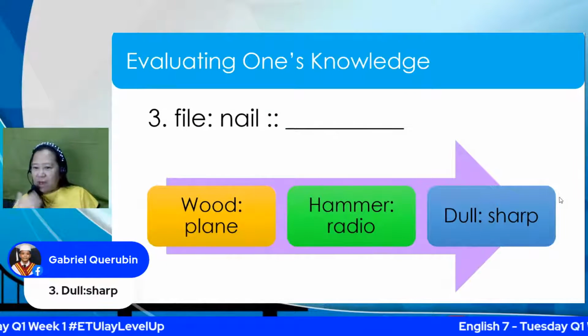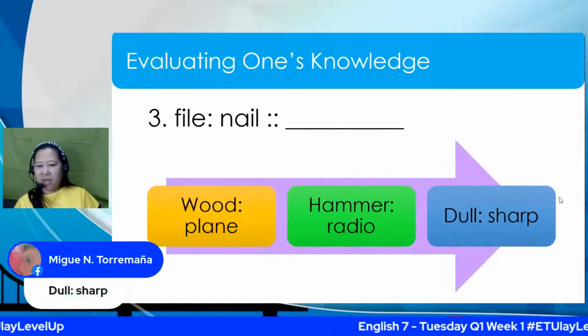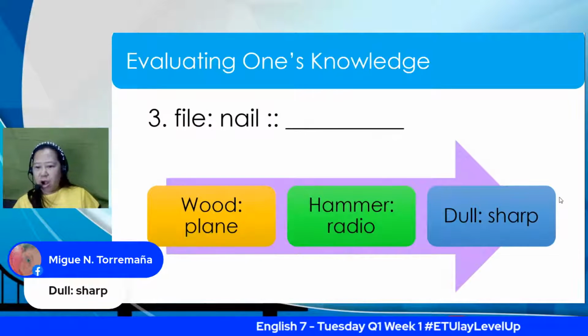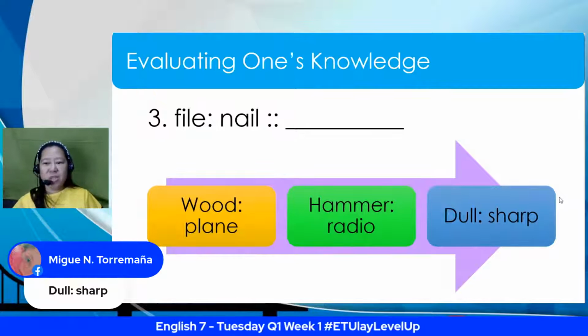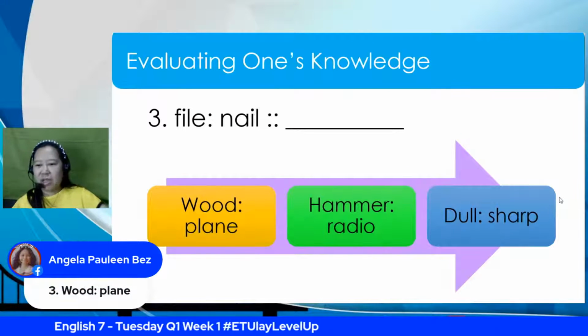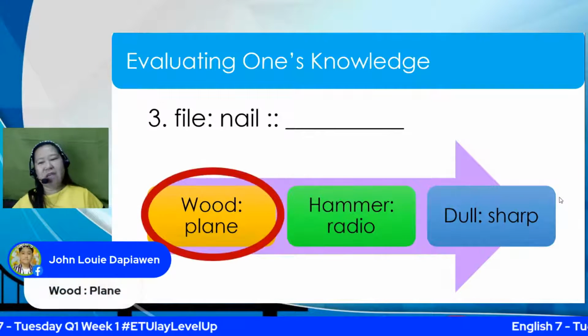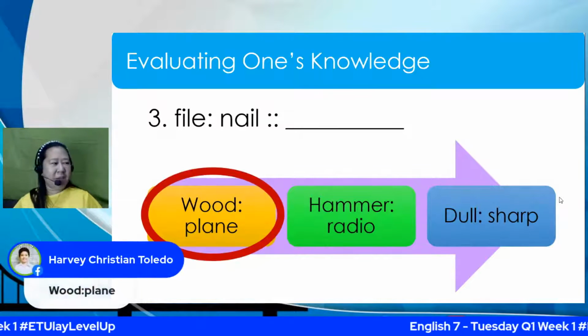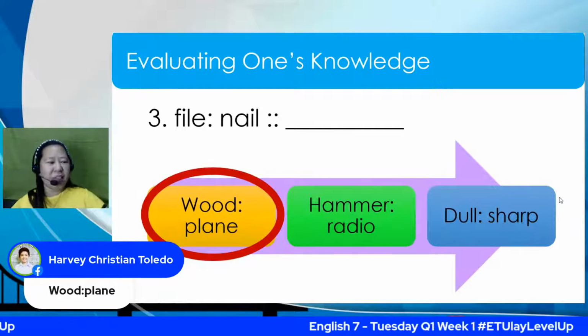Next, we have hammer is to radio, and then we also have doll is to sharp, and wood is to plane. So who got it correctly is Angela Best, correct? Very good, Angela Pauline Best. That's wood is to a plane.